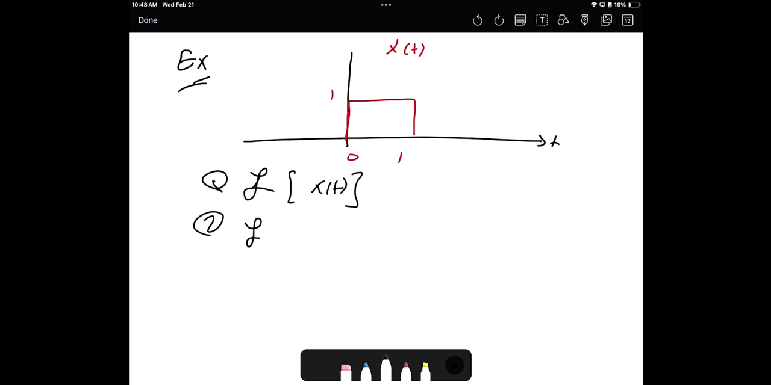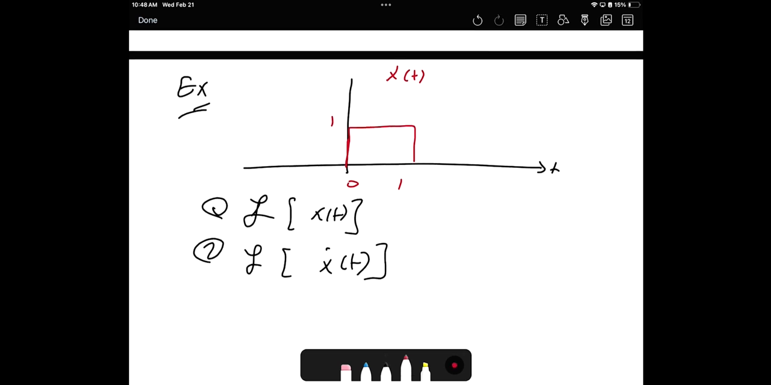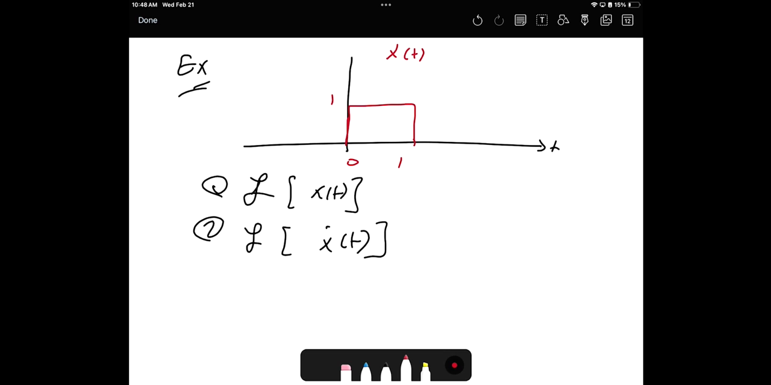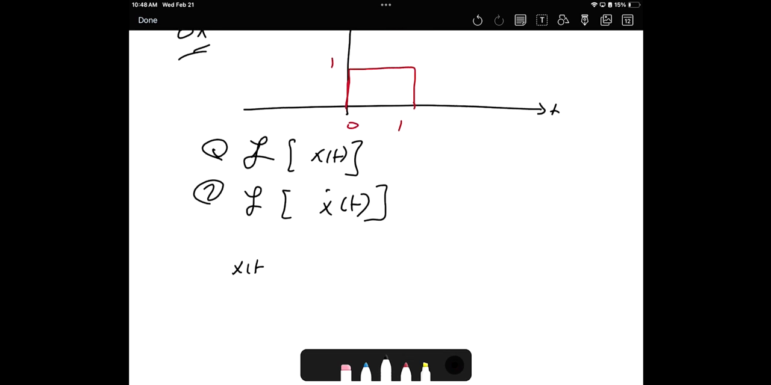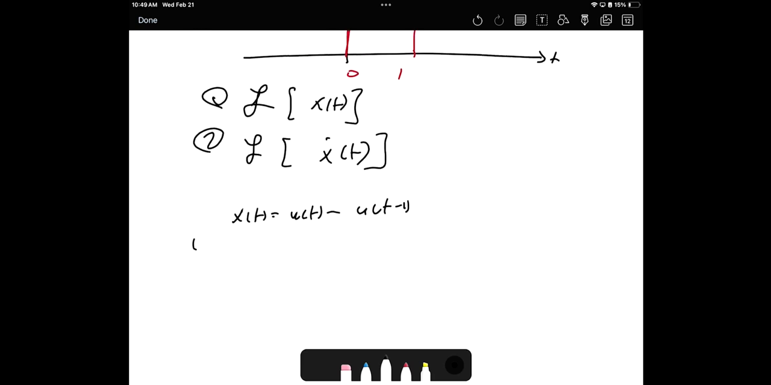Then the second thing, the Laplace transformation of x prime of t. So let's do the first one, which is the Laplace transformation of x of t. The best thing to do the Laplace transformation, because we are in the frequency domain, we don't need to use the time domain, so I don't want to do the plotting. So the best thing is to convert x of t into a function, into a formula. What's the formula of x of t? As a step. So x of t will be u of t minus u of t minus 1. Does this make sense?